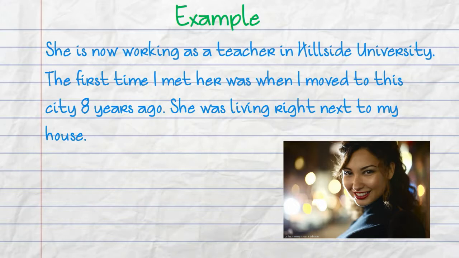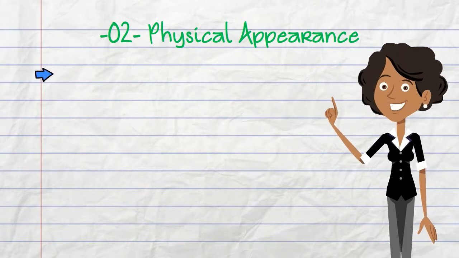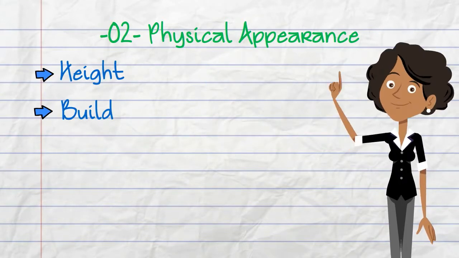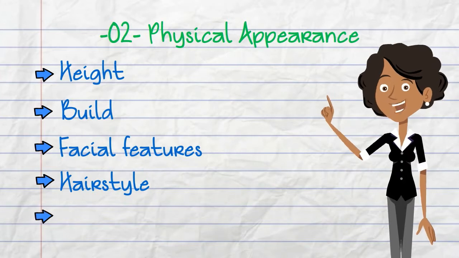Now let's move on to the second part of your description. It is physical appearance. For this part, you can talk about the height of the person, the build of the person, the facial features of the person, his or her hairstyle, his or her clothes.